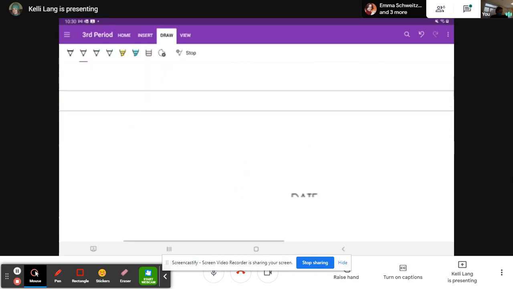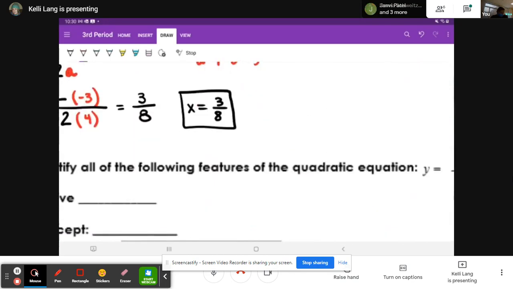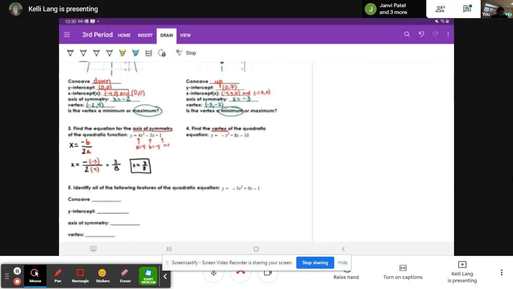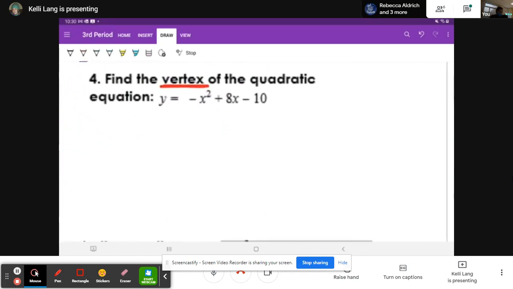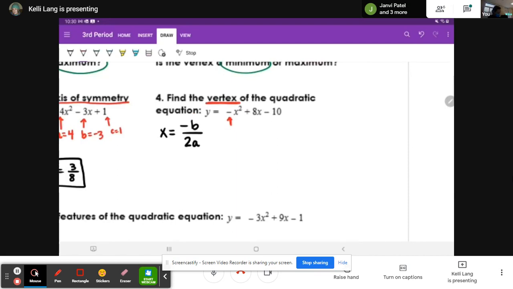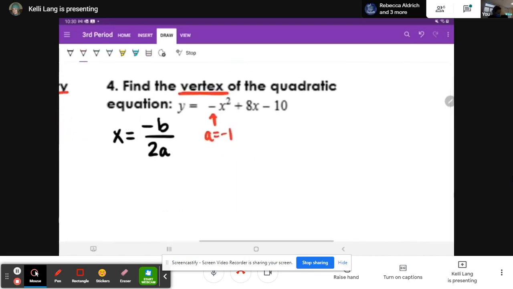So let's go all the way back down to Thursday's page in the packet. We use the same formula to find the x value of the vertex. x is going to be negative b over 2a. So our a value is negative 1. Our b value is positive 8. And we've got a c here as well, but we don't need that right now. We're going to put those a and b values in for a and b in our formula.